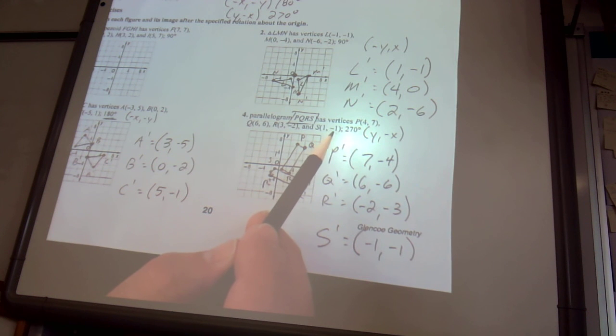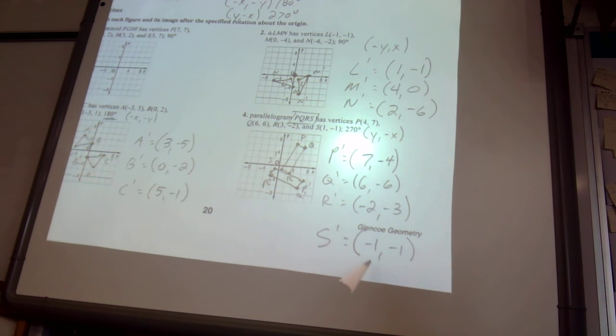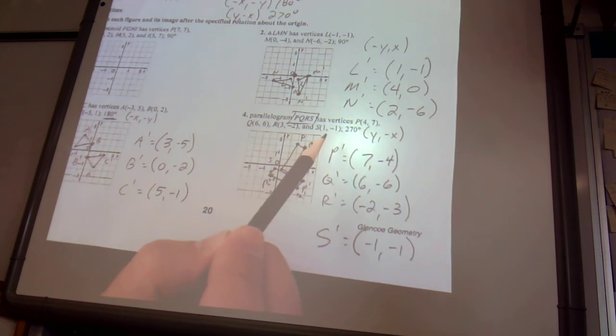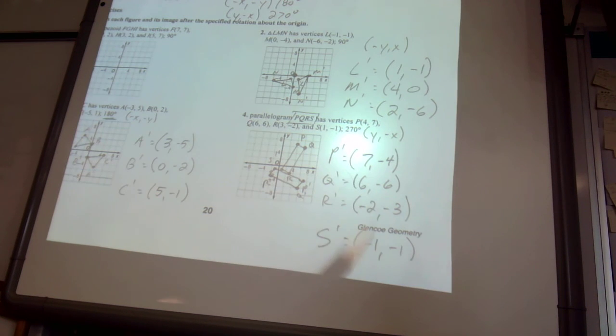Take point S, I look at the Y. Y is -1, so I put in -1. Then I come back and look at the X. X is 1, and I take the opposite of that, which is also -1. Draw it. There's your image.